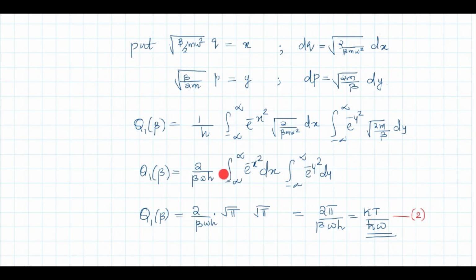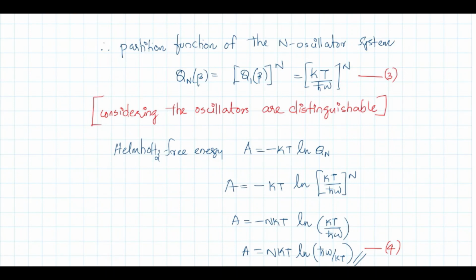We have the standard expression for this integral, and it is root pi. Similarly, this also is root pi. So root pi into root pi becomes pi, and you can take this 2 pi into the denominator of h. So h by 2 pi becomes h cut. So this is simply beta, 1 by beta is kT. So that is kT by h cut omega. The single oscillator partition function is given by q1 of beta is 1 by beta h cut omega, or kT by h cut omega. This is the partition function of a single oscillator.